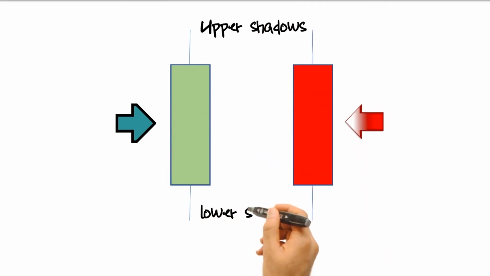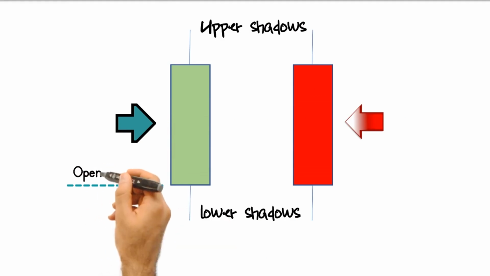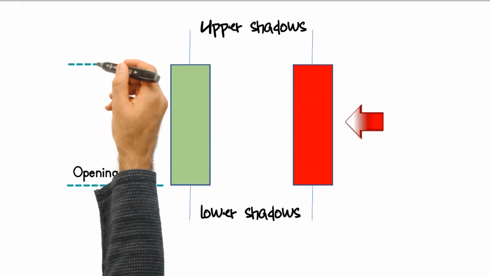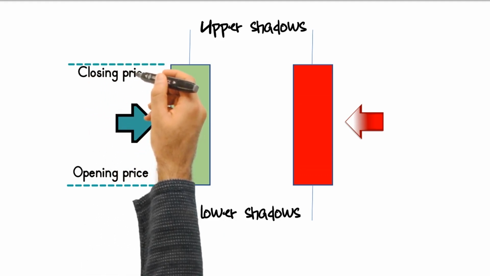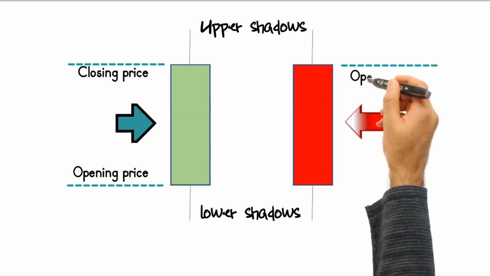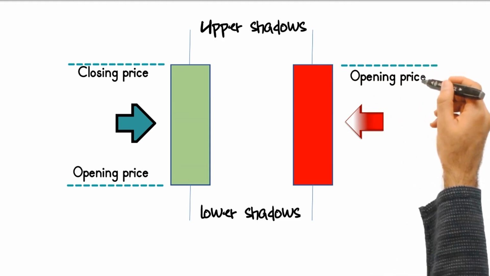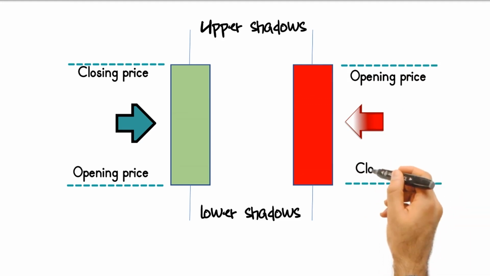The lower base of the body of the candle, in a bullish candle, is the opening price and the upper base is the closing price, with the lower and upper shadows of said candle being the minimums and maximums reached on that day. The upper base of the body of the candle, in a bearish candle, is the opening price and the lower base is the closing price, with the lower and upper shadows of said candle being the minimums and maximums reached on that day.